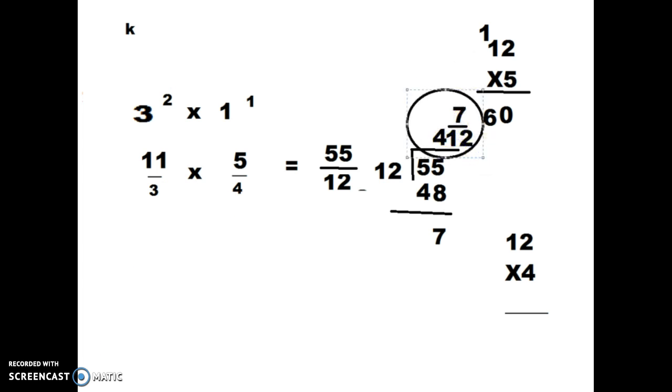I actually just wanted to circle my answer here. So it's 4 and 7/12. I know it looks kind of funky. The 4 should be a little bit bigger, but that's what I'm working with.